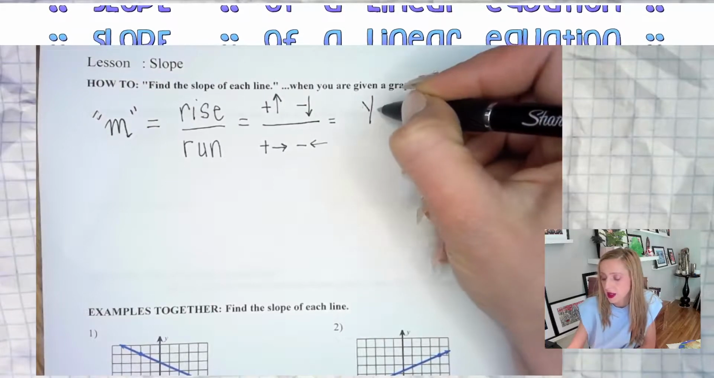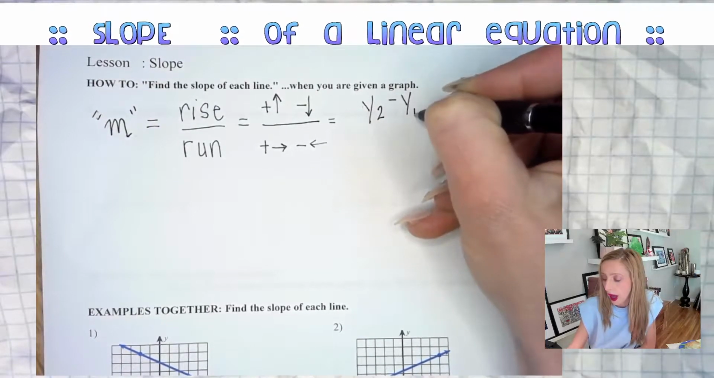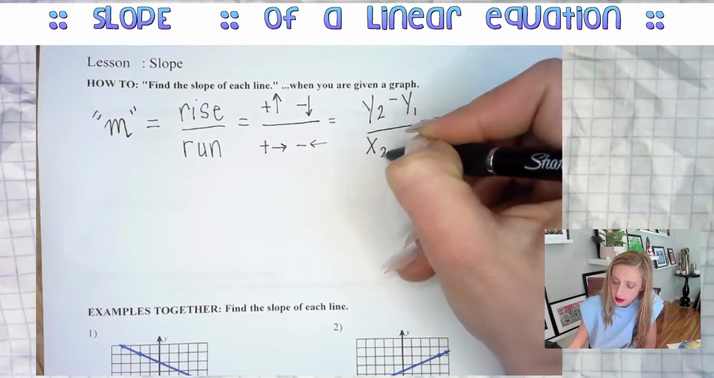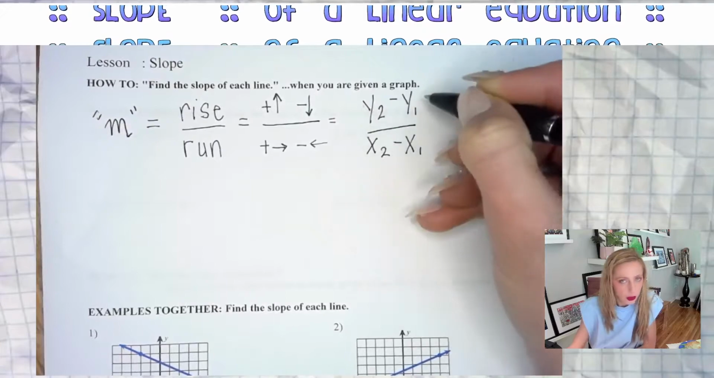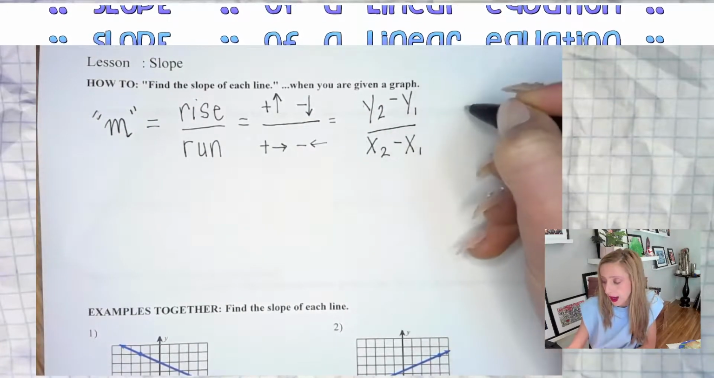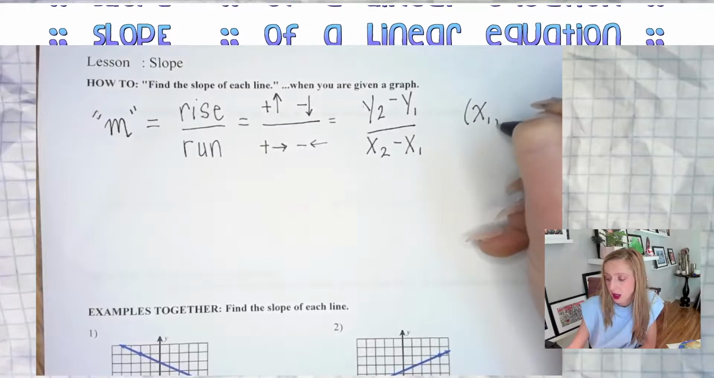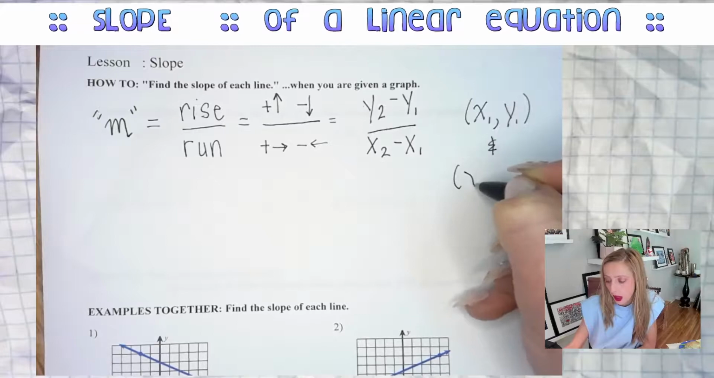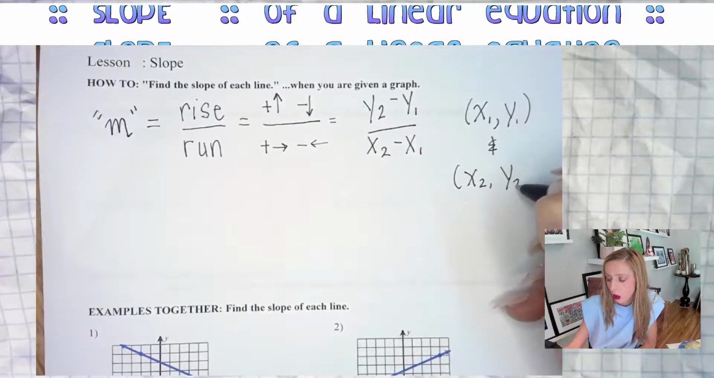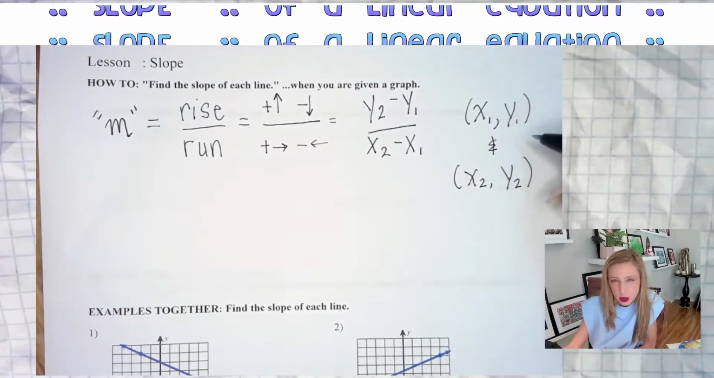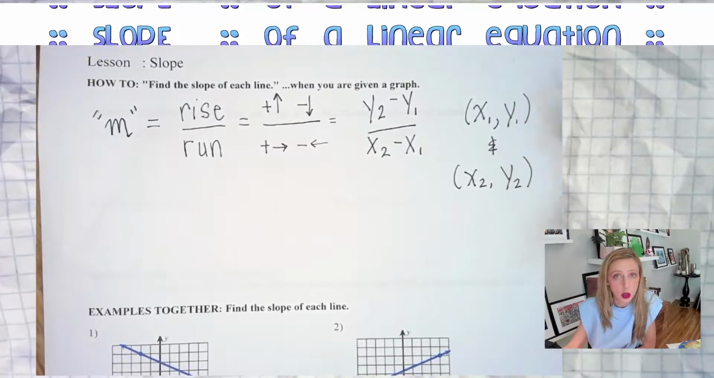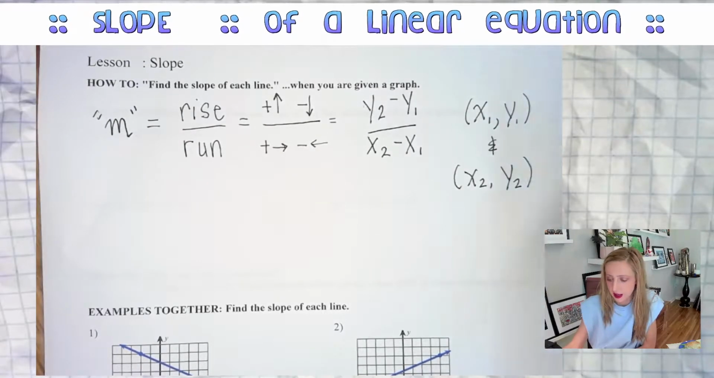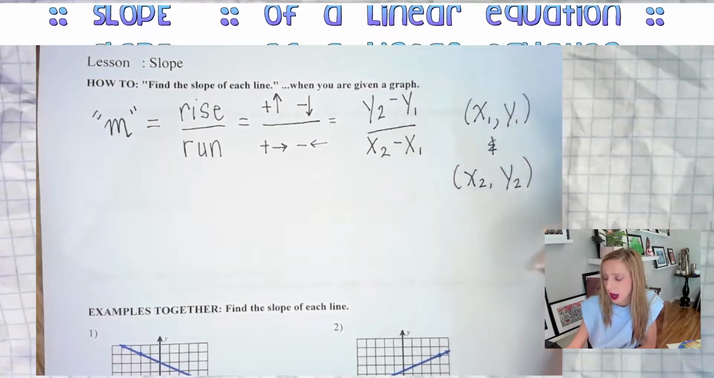The rise is the change in the y values. These are subscripts, sub 2 and sub 1. And then this is x sub 2 and x sub 1. Where do these come from? These come from two ordered pairs. If you have x1 comma y1 and x2 comma y2, it's just saying that you have two different ordered pairs. Now you could pull those two ordered pairs from a picture, from a graph, or from an equation. You have options there. So remember, y goes up high.